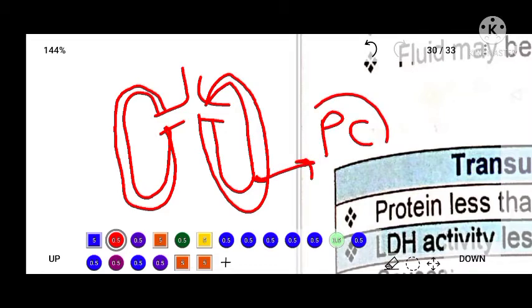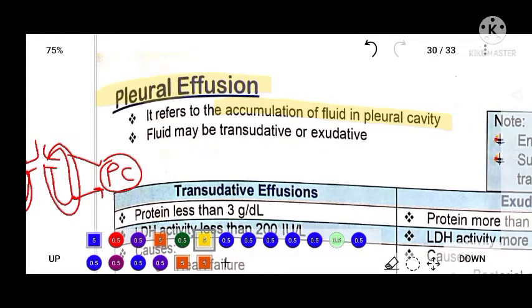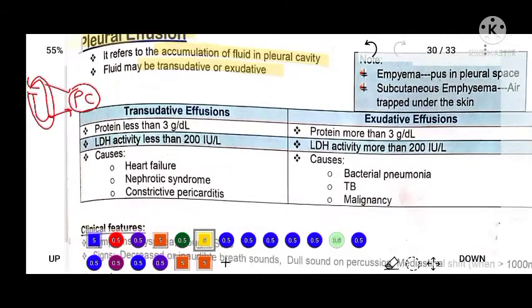Now, when accumulation of fluid occurs between these two pleura, it is known as pleural effusion. So, the effusion is accumulation of fluid in pleural cavity, and that fluid may be transudative or exudative. The difference between transudative and exudative pleural effusion is that in transudative pleural effusion, protein is less than 3 gram per deciliter, and LDH activity is less than 200 IU.